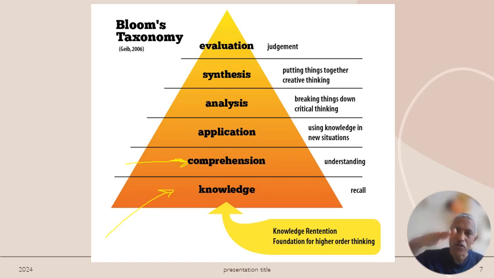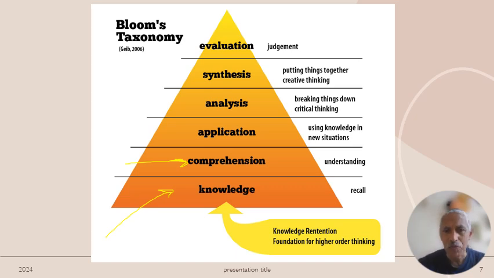Now this goes a bit higher. Knowledge is just giving back. What are the names of the 12 disciples? But the second one is comprehension. This requires a little bit of understanding. It requires comprehension. That means you should be able to explain something. It's not just giving the names, but you explain those ones. So it becomes a higher level.